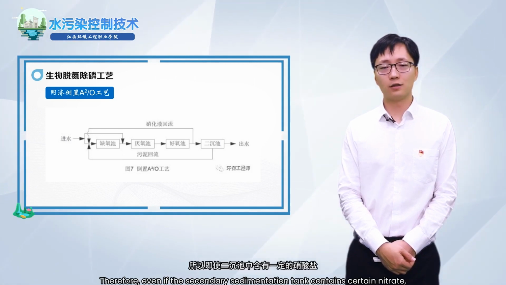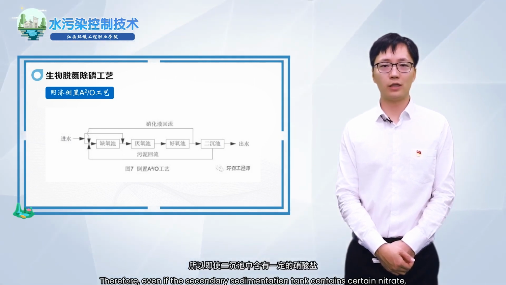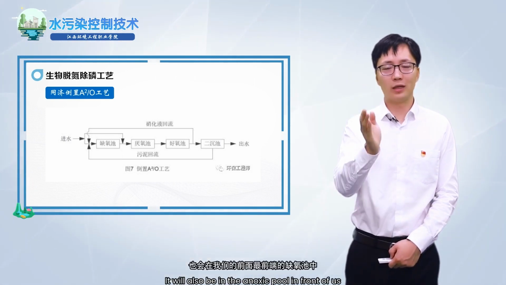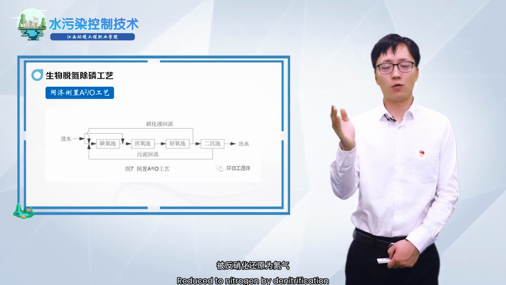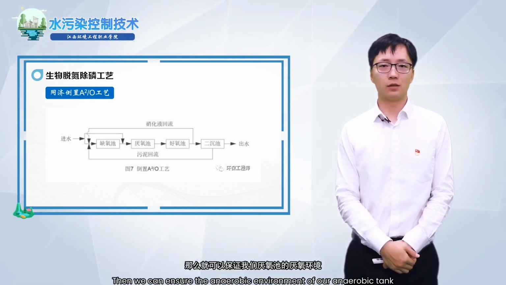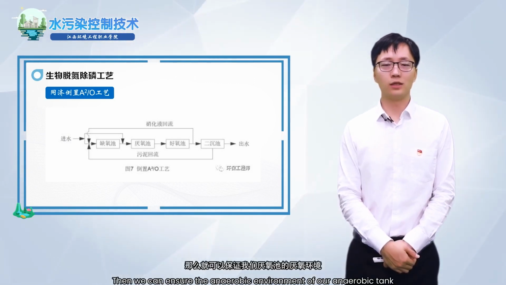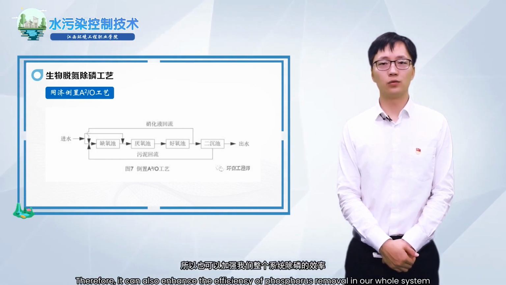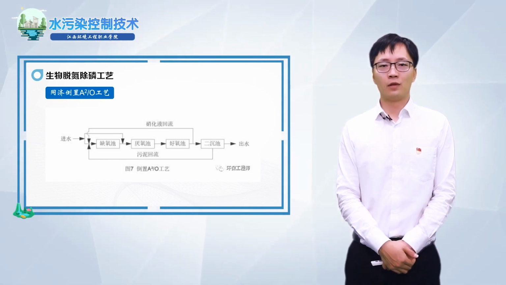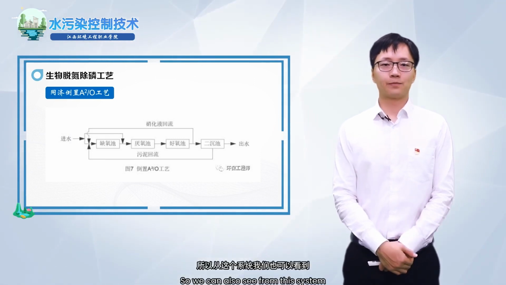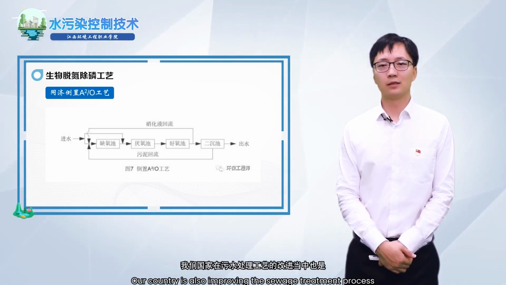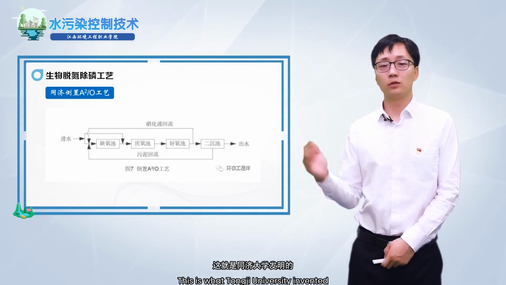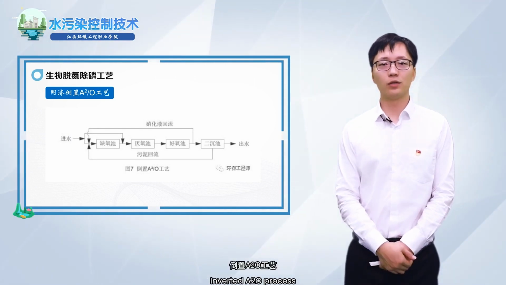Therefore, even if the secondary sedimentation tank contains certain nitrate, this part of the nitrate will also be reduced to nitrogen by denitrification in the anoxic tank in front. Then we can ensure the anaerobic environment of our anaerobic tank. Therefore, it can also enhance the efficiency of phosphorus removal in our whole system. So we can also see from this that our country plays a very important role in improving the sewage treatment process. This is what Tongji University invented, the inverted A2O process.